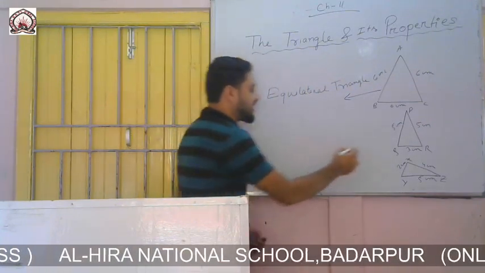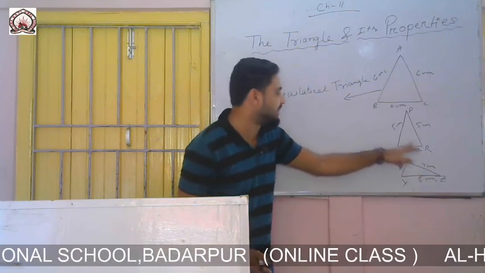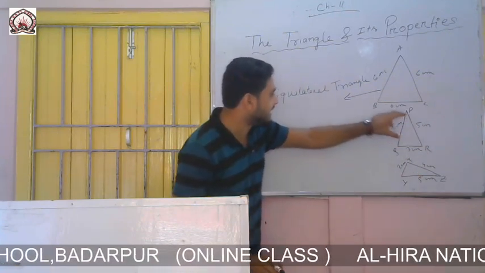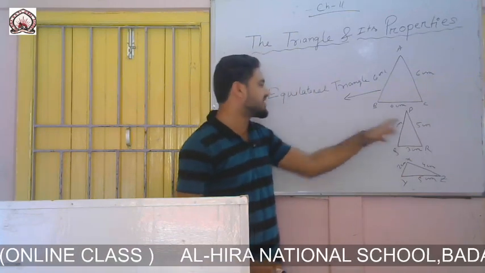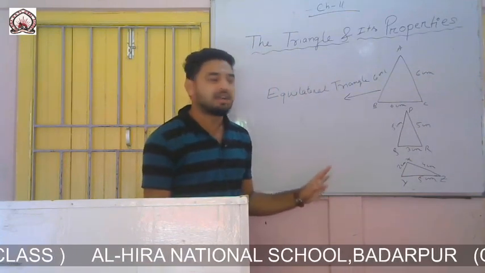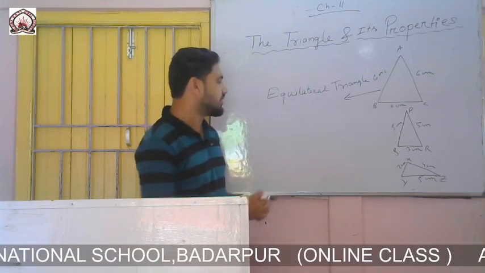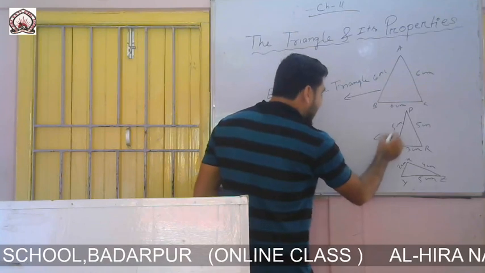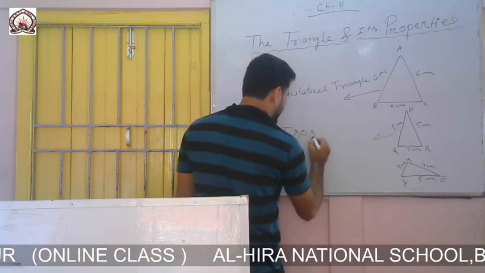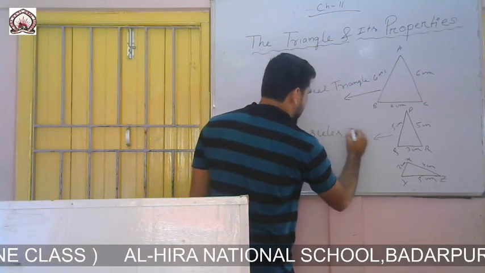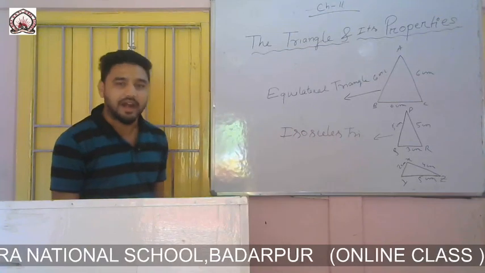Now come to the next case. You see two sides are equal and one side is not equal. That means 5 centimeter and 5 centimeter. Here in this case you see PQ equals PR. That means two sides are equal. Then you can say that if in a triangle two sides are equal, then we call it an isosceles triangle.